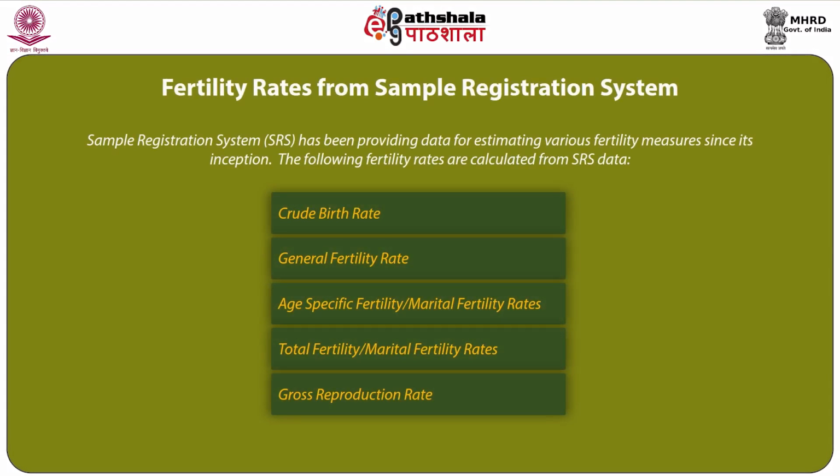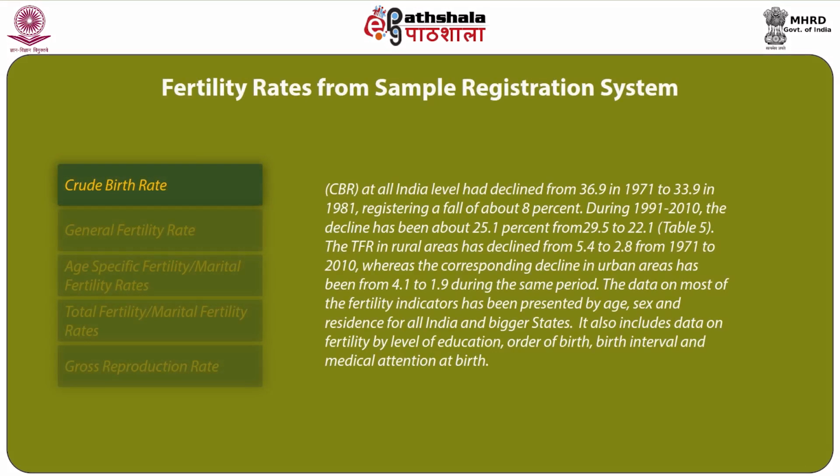Let us discuss now the fertility rates that are derived from sample registration system. Sample registration system SRS has been providing data for estimating various fertility measures since its inception. The following fertility rates are calculated from sample registration data. They are crude birth rate, general fertility rate, age-specific fertility rate, marital fertility rates, total fertility rate and gross reproduction rate. Let us detail these measurements which use the sample registration system data.